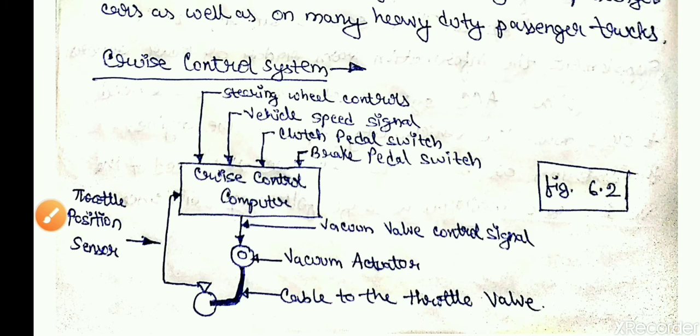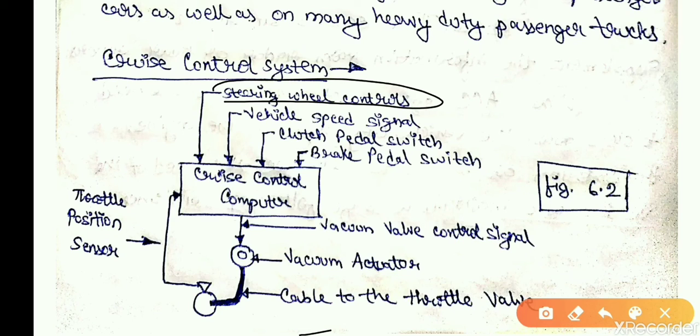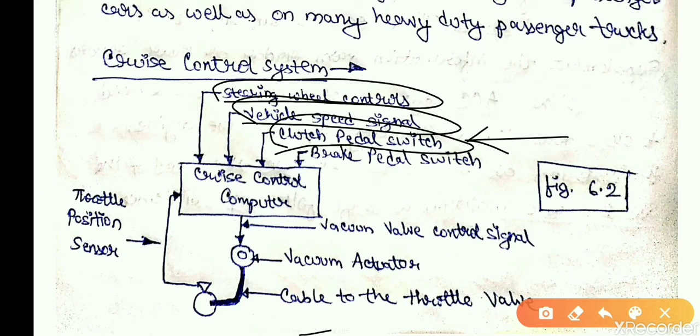Now see how this thing works. It works by these four conditions. One is steering wheel controls. The second one is the vehicle speed signal. The third one is the clutch pedal switch, that means how much pressure the driver is creating on the clutch pedal. And the brake pedal switch, that is how much force the driver is applying on the brake pedal.